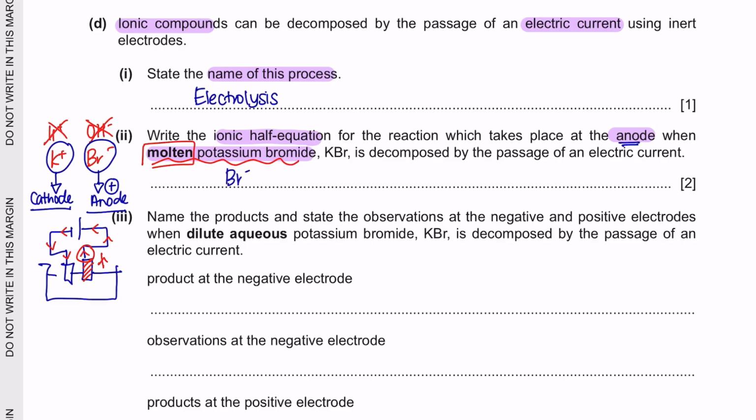So bromide will donate electrons to become bromine. Since there are 2 bromine, we'll balance it by writing 2 bromide. Now this gives us 2 negative charges. Therefore, we'll balance it by writing 2 electrons.